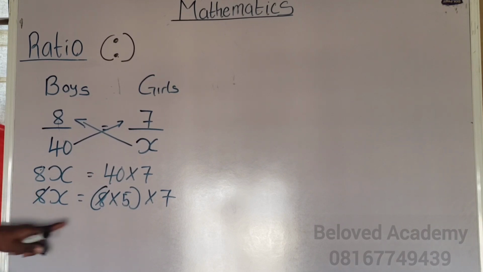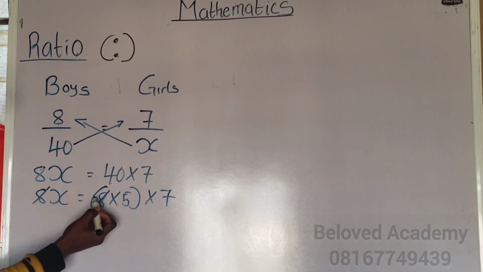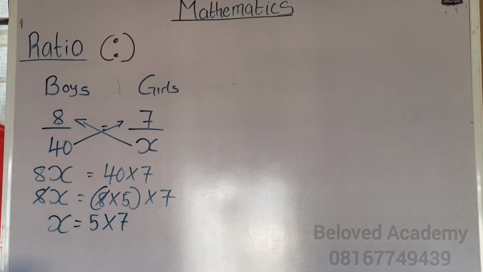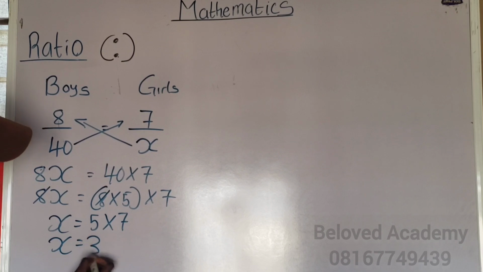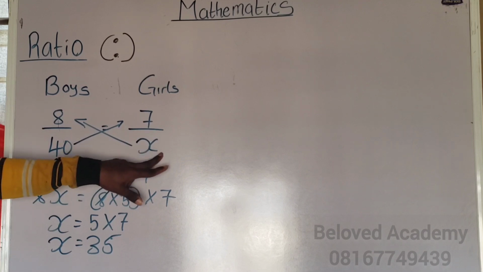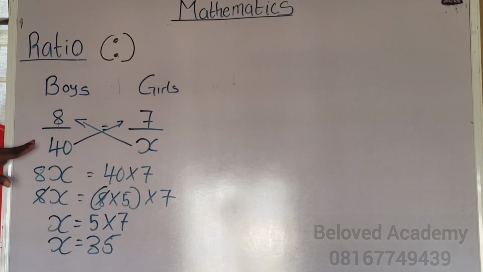So 8 divided by 8, this 8 will cancel this 8. So I'm left with X equals 5 times 7. 5 times 7 is 35. So X is equal to 35. Therefore, the number of girls that are present in the class when there are 40 boys is 35 girls. Do you understand?